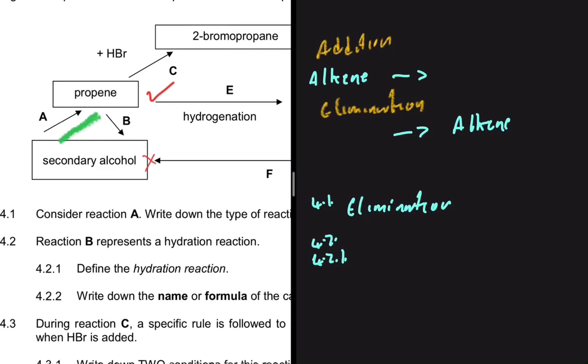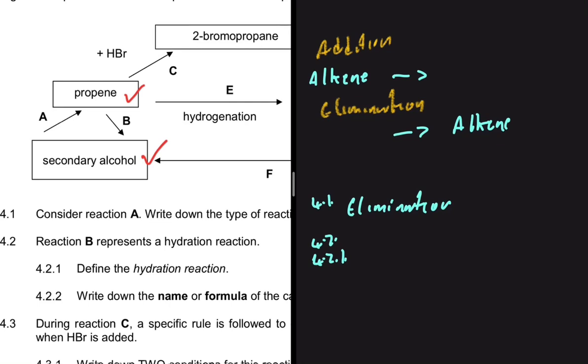Let's look at B. At B, we're starting with propene and we end up with a secondary alcohol. And then we are told that that reaction is a hydration reaction. Now what we are asked to do is to define hydration reaction. It is the addition of water to a compound. That's it. That's the definition. That's what we mean when we talk about a hydration reaction. We add H2O to a compound.